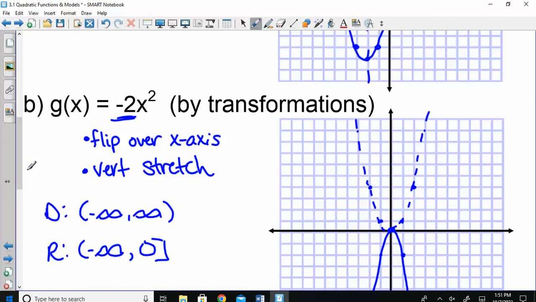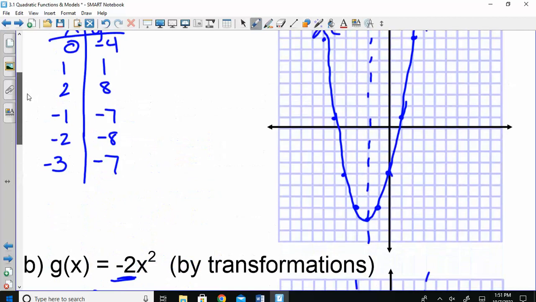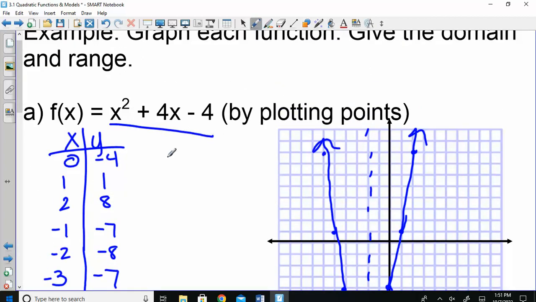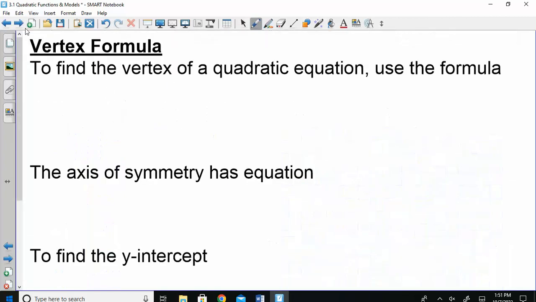Talk about how could I write it in vertex form, or is there a way that just by looking at the equation itself, is there a way to find the vertex? Does anybody remember? There was a formula for that. That would be very useful information, so I'm not just guessing points over and over again until I get a parabola out of it. So to find the vertex, we use the formula x equals opposite of b over 2a.